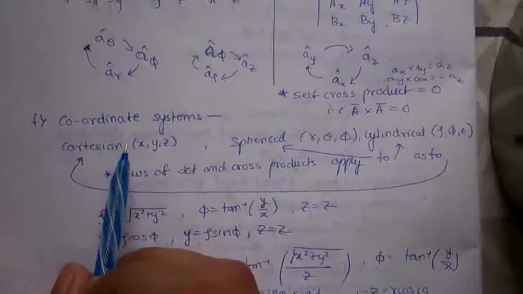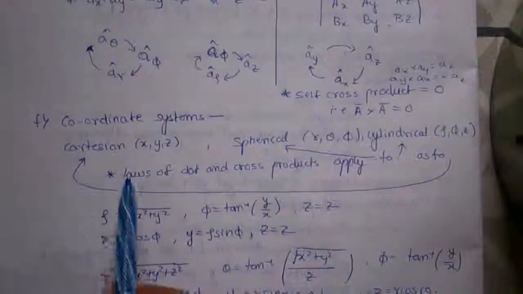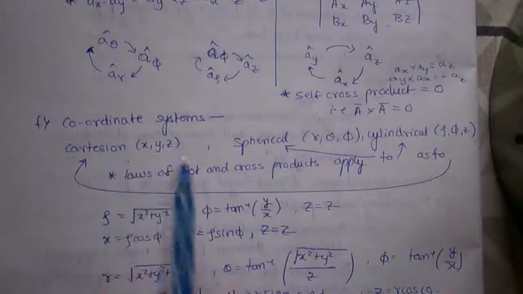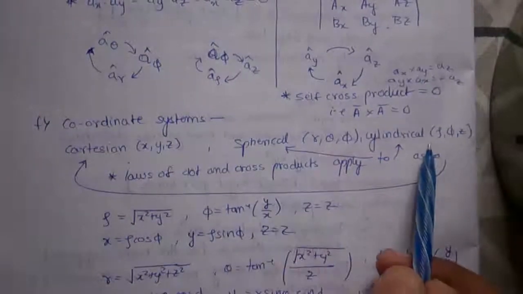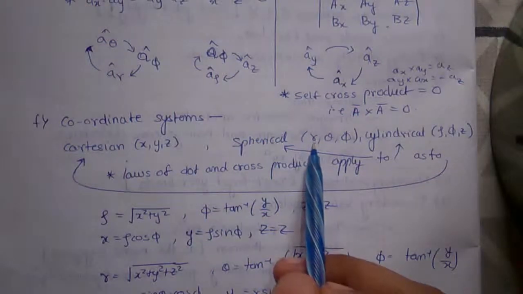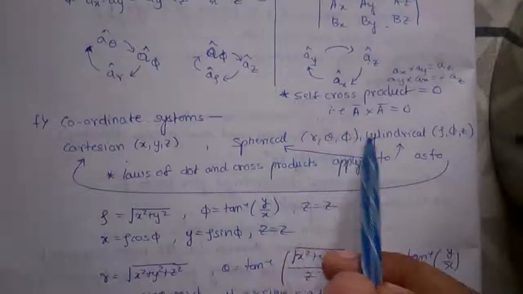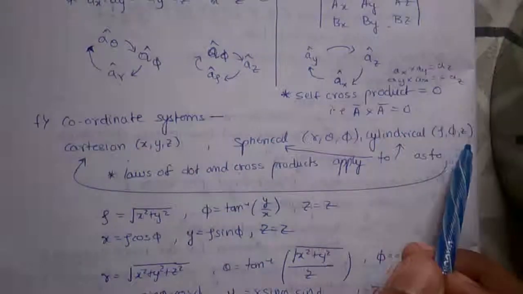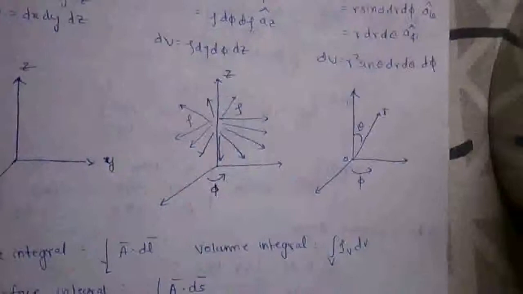Now, there are three kinds of coordinate systems. First is Cartesian, which we have just seen. Next is spherical, and the other is cylindrical. Spherical coordinate system is given by three components r, theta and phi, and cylindrical is given by rho, phi and z. Now, let me show you how they look.